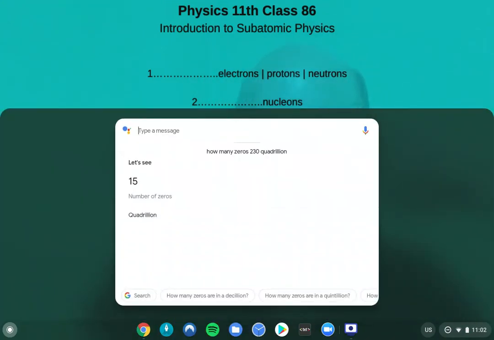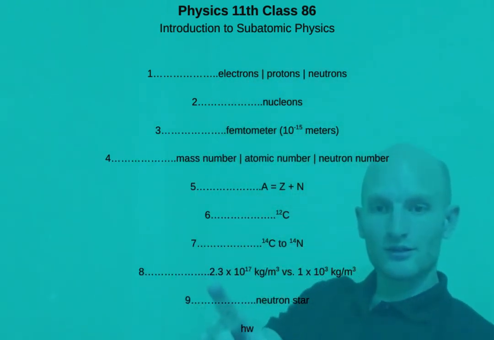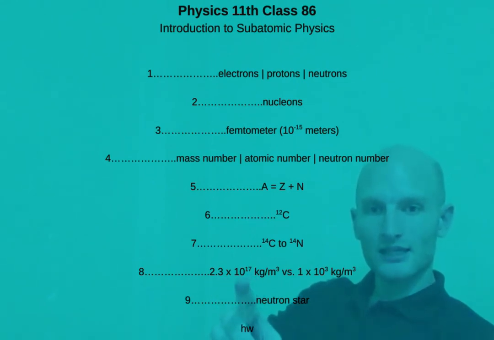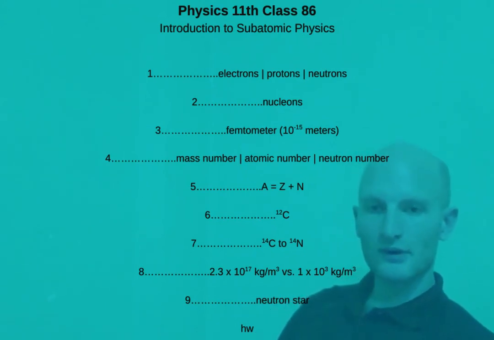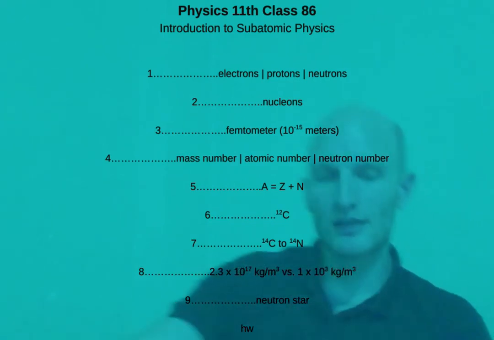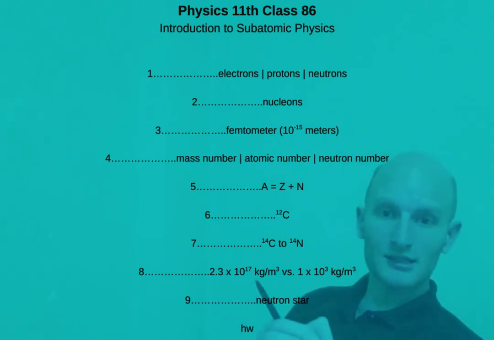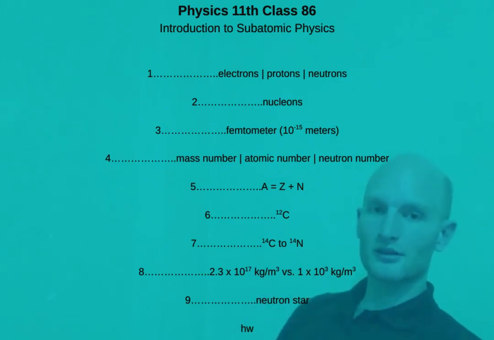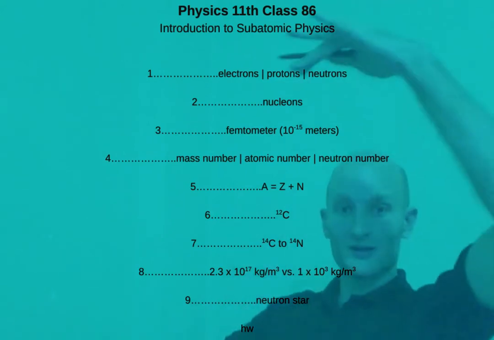Fifteen zeros is quadrillion. So 2.3 times 10 to the 17 is 230 quadrillion. Because if we had 2.3 quadrillion, not 230, that would be a 15, because quadrillion is 15 zeros. But if we have a 17, then we move the decimal 2 places. 230 quadrillion is this number, kilograms for every meter by meter by meter of volume, okay?